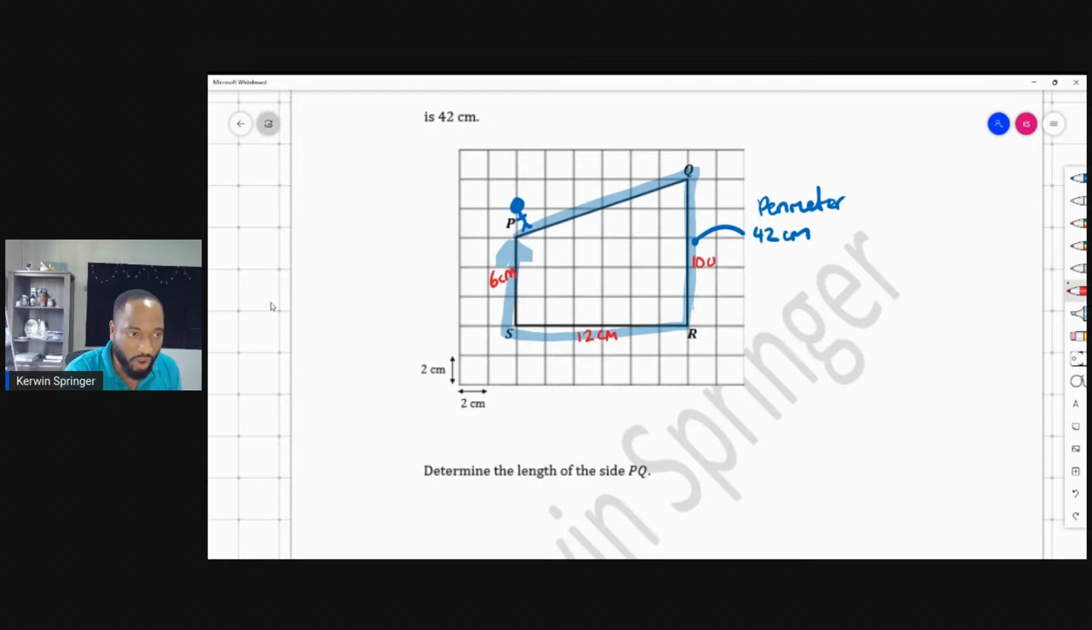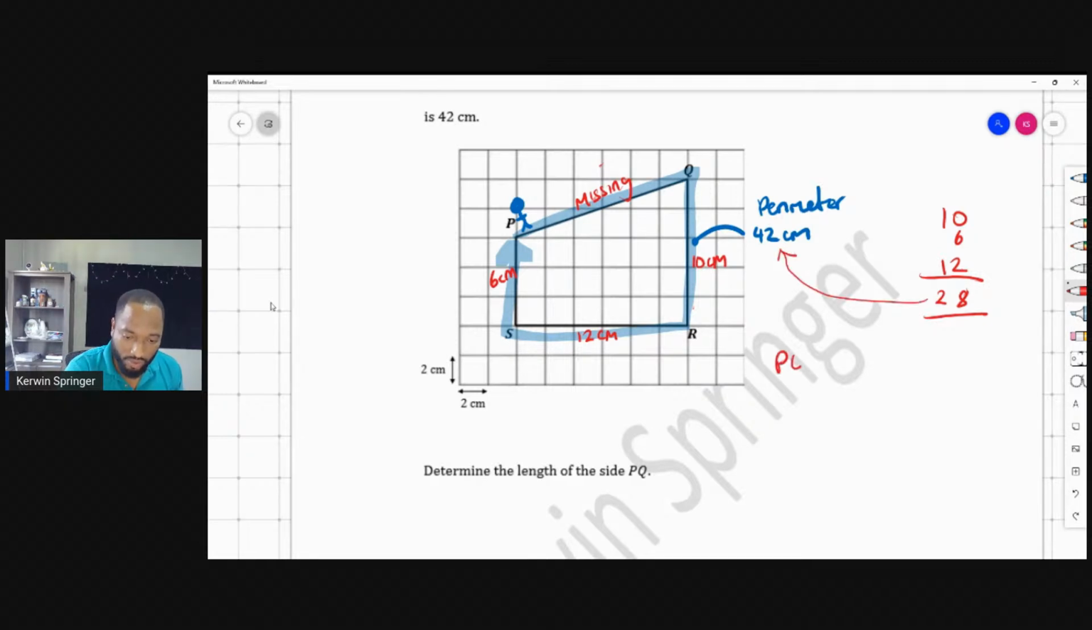How are we going to conclude this? Well, perimeter is the complete distance around. So for the missing side, we need to add up the sides that we know. We know the 10, we know the 6, we know the 12. So that's 28 so far. So the missing side, when we add it, we must get up to 42.